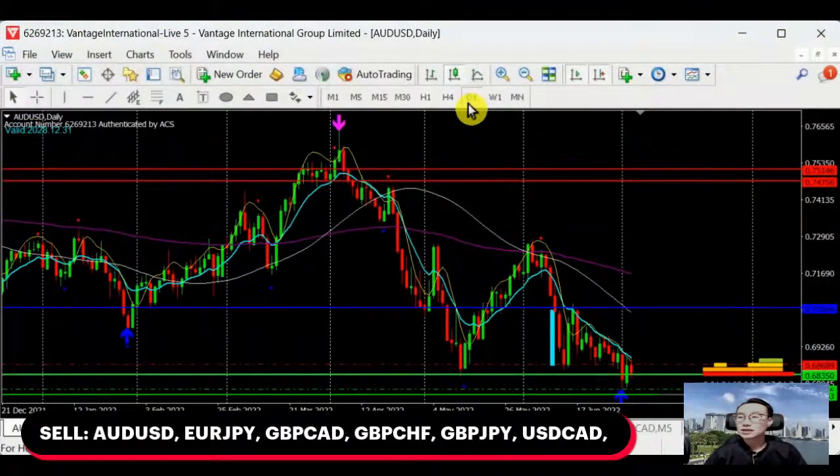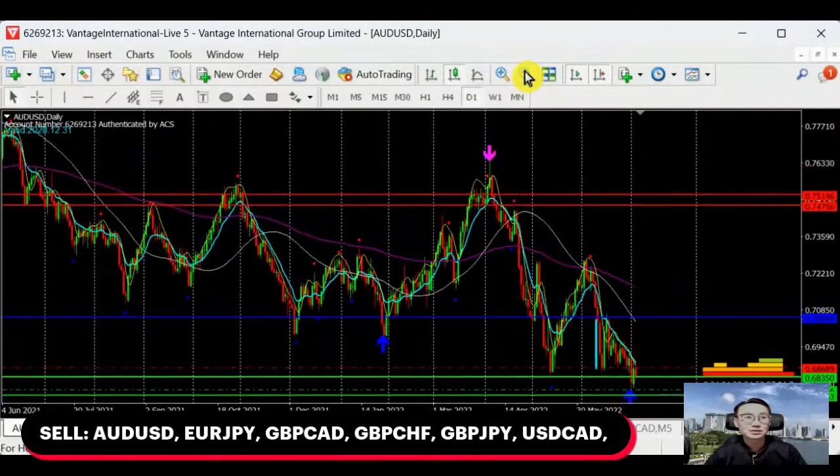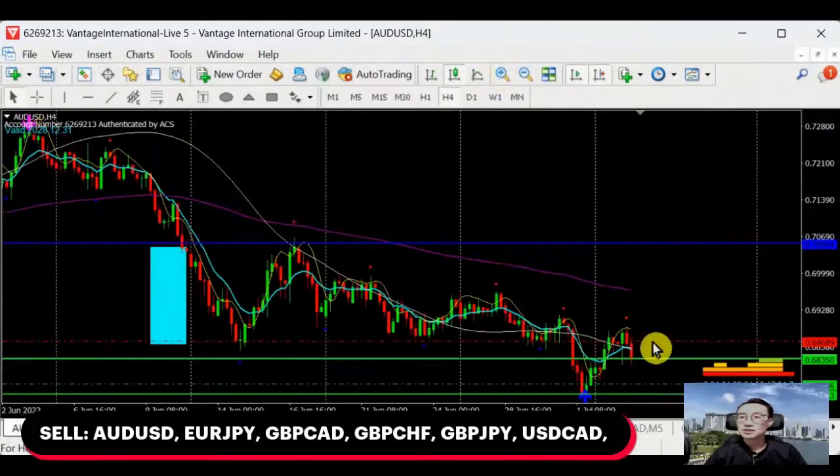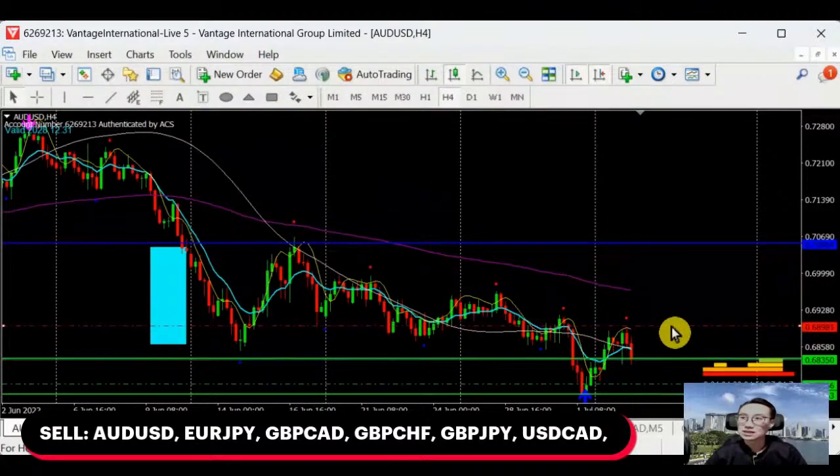At this point, as we can see, the trend is in a downward trend, a bear trend, correct? So that is what we are going to focus on. In this case, with the Aussie dollar, we are looking out for a resistance to sell. In H4, I'm looking out for a resistance in this area, just as earlier in my analysis session.